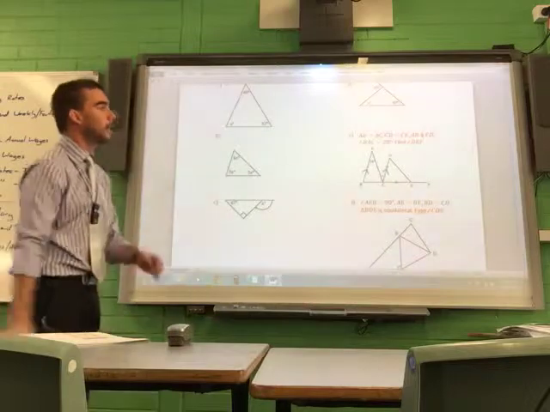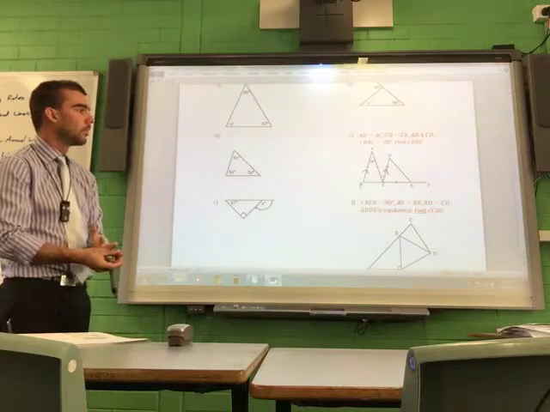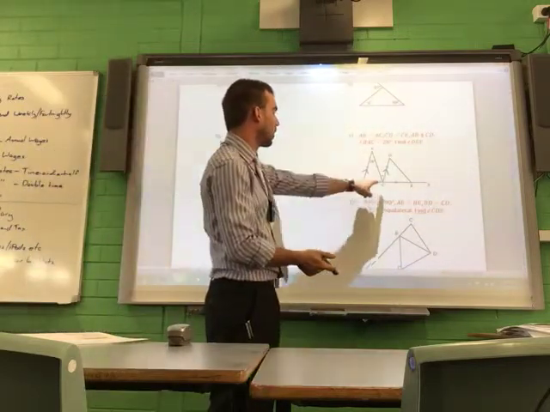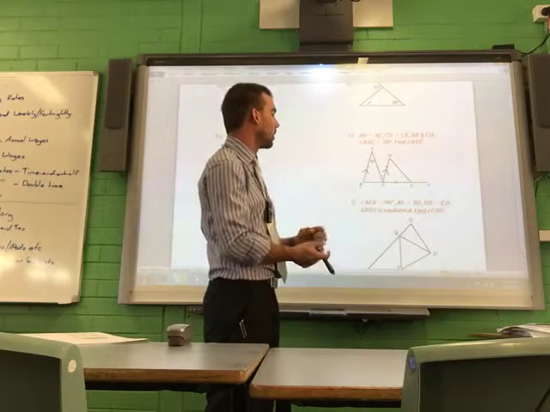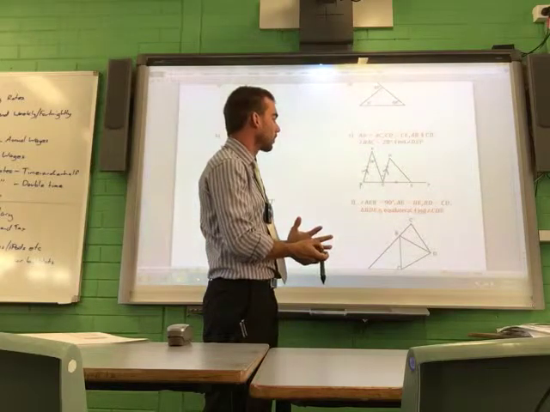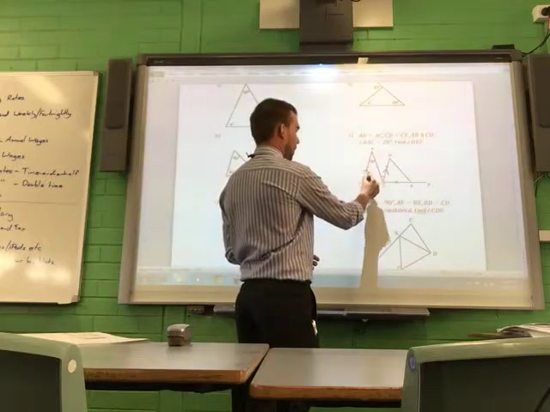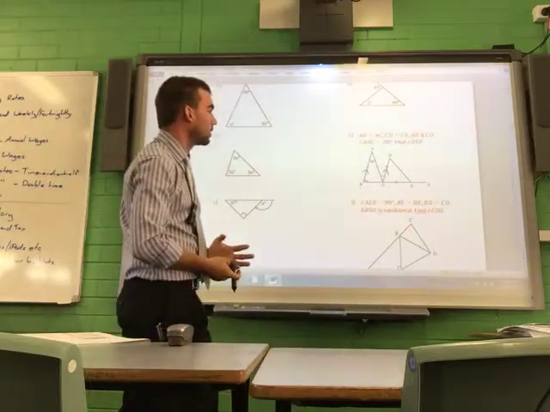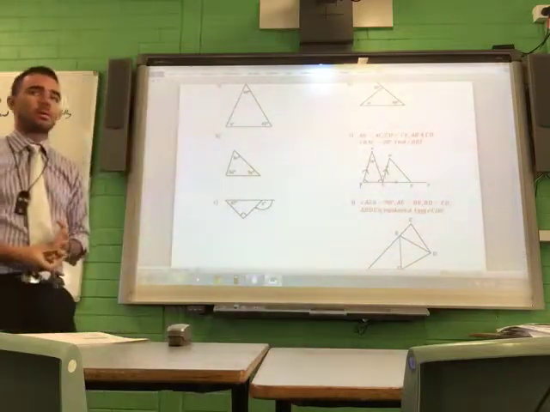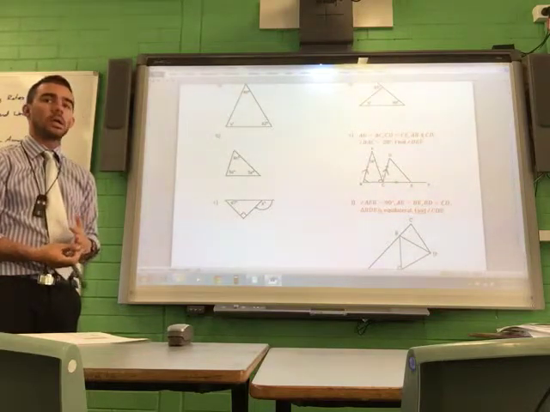Robin's saying that's 28, yep, keep going. Angle ABC equals ACB because it's isosceles, because if you get those, then you can work out the sum of BCD. You're saying this angle here equals ACB. 180 take away 28, divided by 2. What's that? From that you can work out DCE.